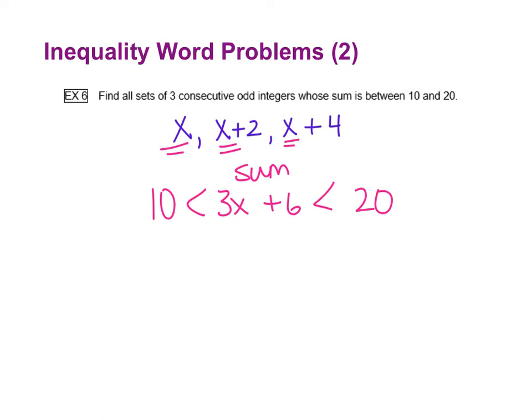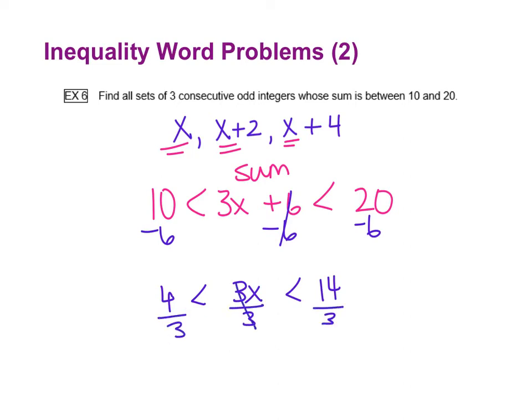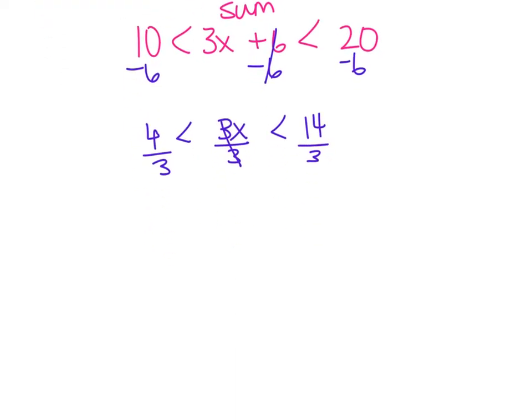So we're going to solve it the same way we did in the last video. Subtract 6 from all 3 sections. 4 is less than 3x, which is less than 14. Go back to where x is and divide by 3. And we get 1.3 repeating. So I round it to the 10th, is less than x, which is less than, what was this one? 4.6 repeating, so I just round to 4.7.